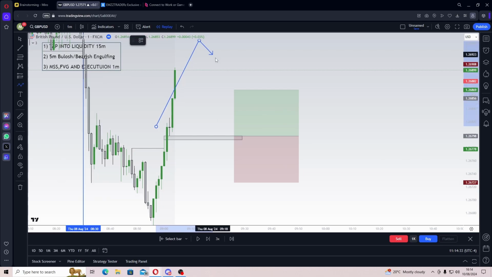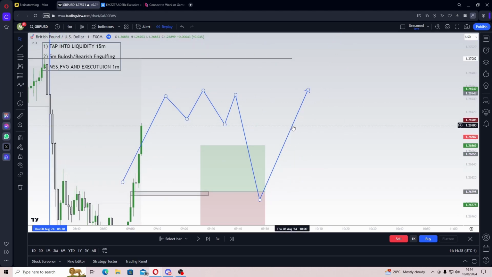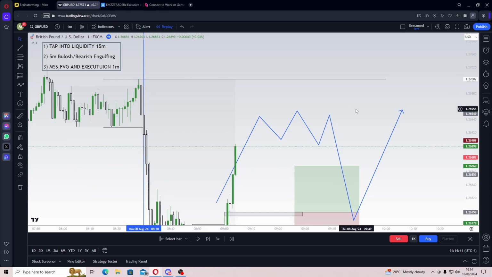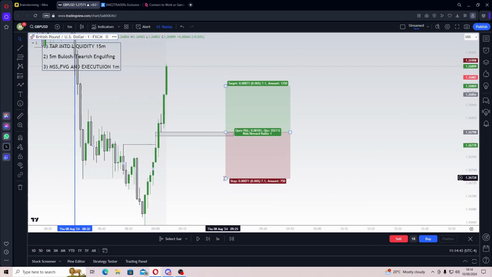So it will go up and then accumulate, and then it'll go back down, tap into the area of the FVG, and it will go all the way back up. Okay, so this is the thing that we're looking for right now, and it will take the liquidity point up here. This is what we're looking for, and this is what we're actually going to be aiming for.